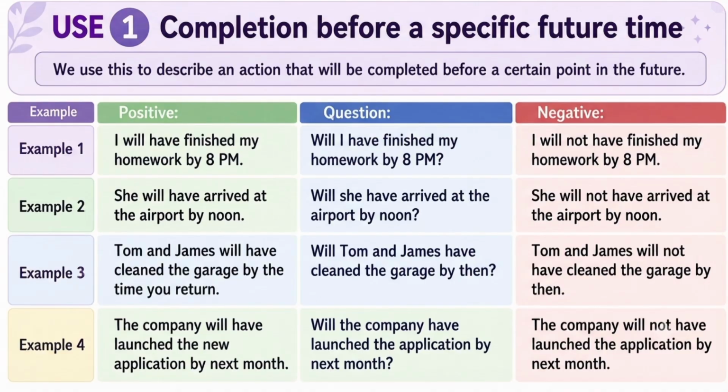Now the fourth example. "The company will have launched the new application by next month." This means the launch will be completed before next month arrives. The question is "Will the company have launched the application by next month?" The negative sentence is "The company will not have launched the application by next month."